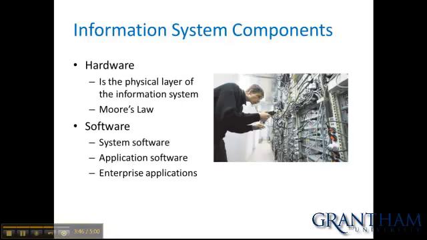Hardware is the physical layer of the information systems. Software consists of system software such as Microsoft Windows, application software, which would be like Microsoft Office, and enterprise applications, which would be like your SAP applications. These are applications that can be used, and they are used in multiple areas within the organization.